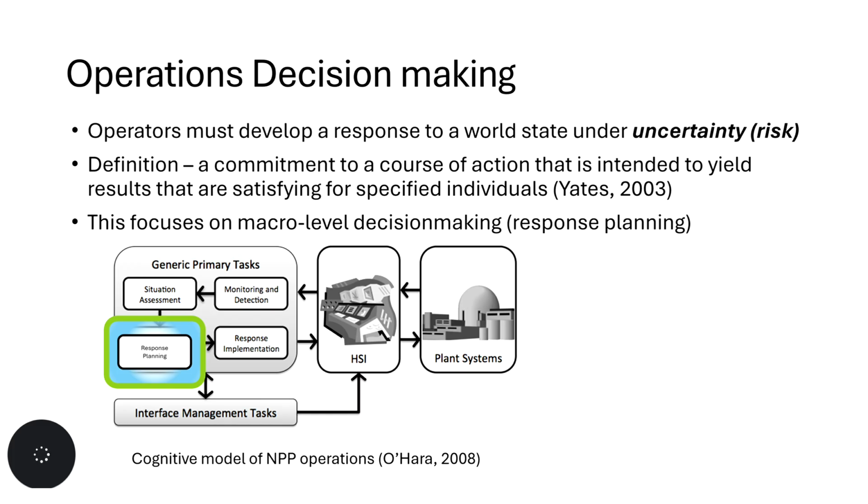So here is an example of a cognitive model of nuclear power plant operations. For example, you have the core plant systems that are interacting directly with the human system interface. And then you have the generic primary tasks as well as the interface management tasks that are undertaken by the staff. But when we look at operations decision making, they tend to focus on this response planning, kind of a bigger picture type.